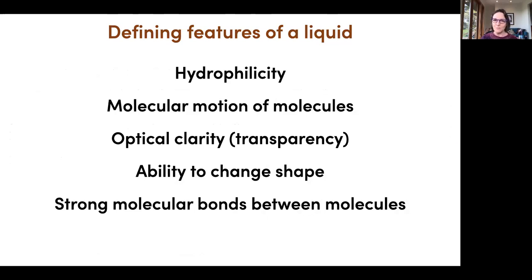So I'm talking about liquids, and I'm actually going to try this poll feature. I don't know if it's going to work. Polling. I'm going to try to launch this as a poll. So see if you can answer this, and I don't know what's going to happen now. This is a multiple choice, and just click on the feature or features that you think define liquids. And I'll give you 20 or 30 seconds to think about this.